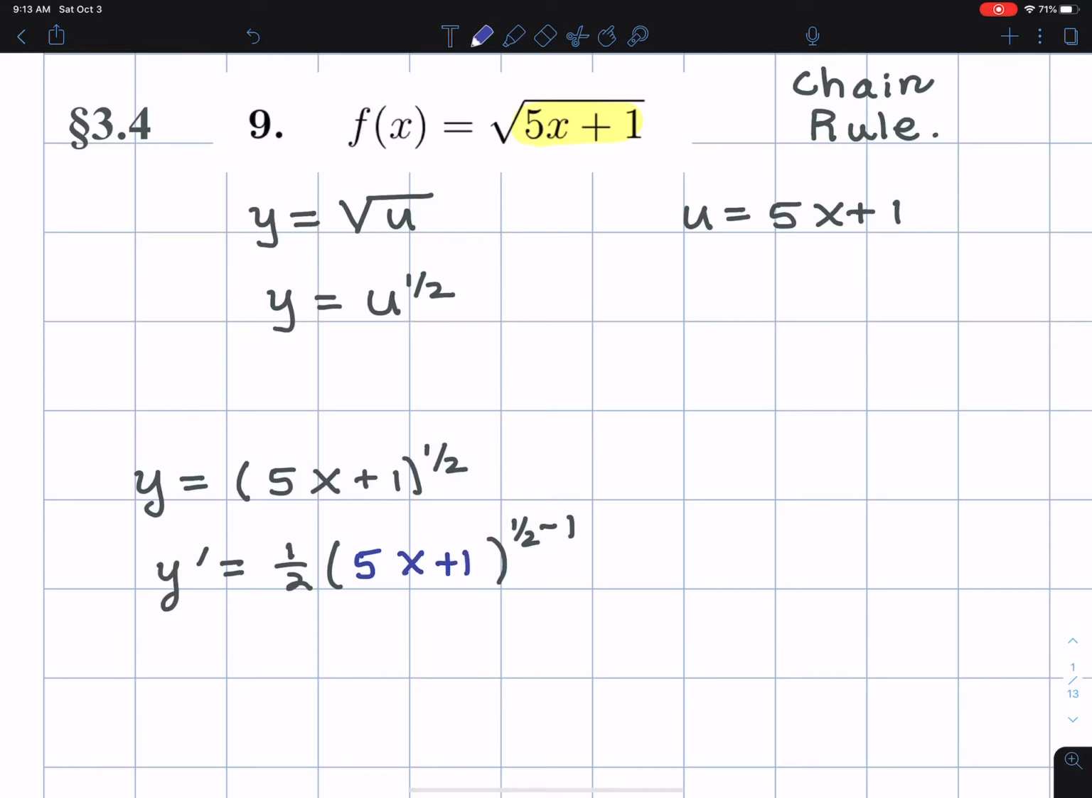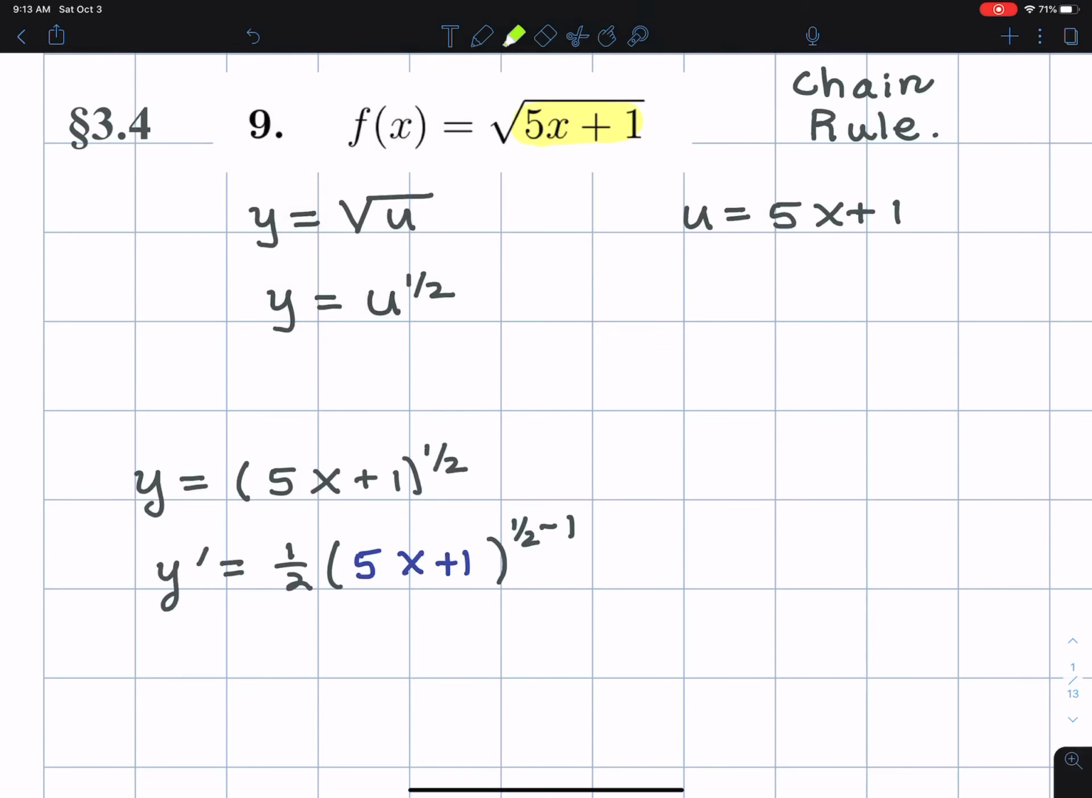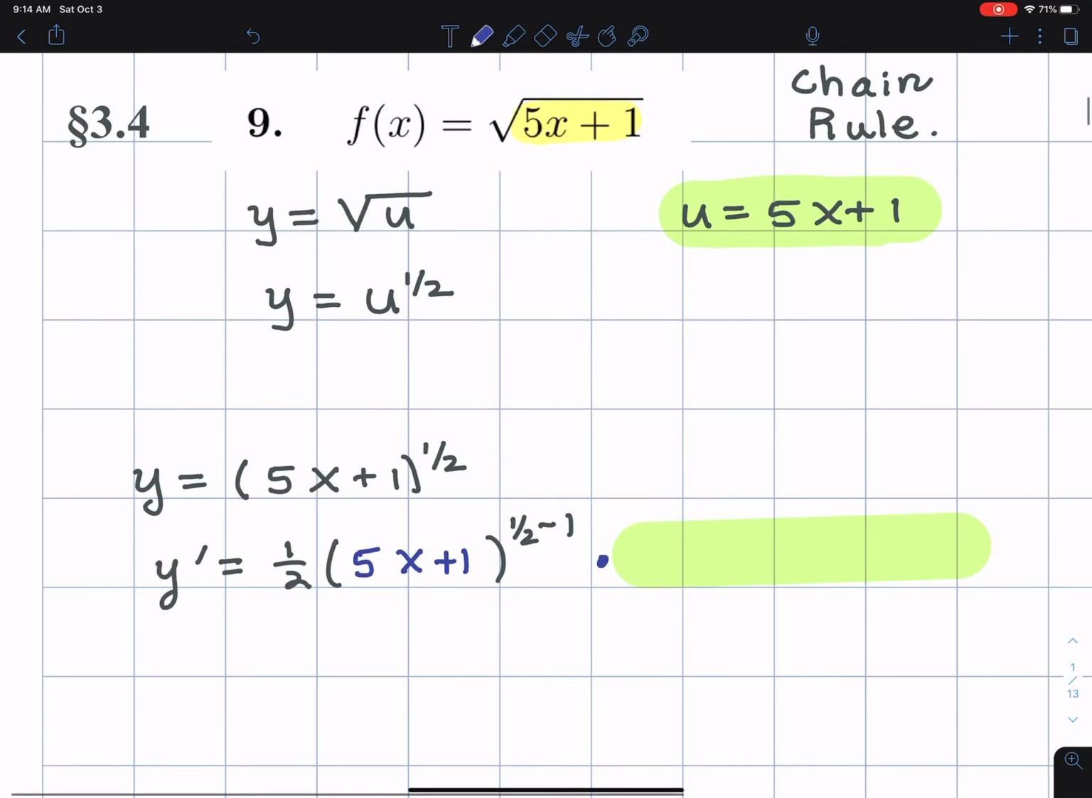So this piece that I'll highlight in green, that's the derivative of u to the 1/2 power. That's what that is. U is 5x plus 1. Now I continue by multiplying by the derivative of u. And what's the derivative of u? That's something we can do pretty quickly. It's 5 times the derivative of x, which is 5 times 1, plus the derivative of 1 is 0. So we get times 5.